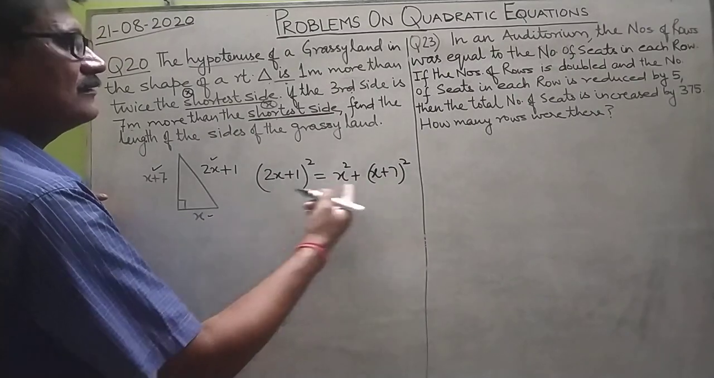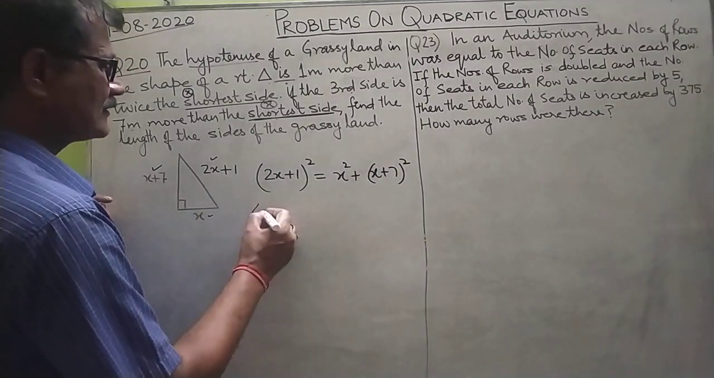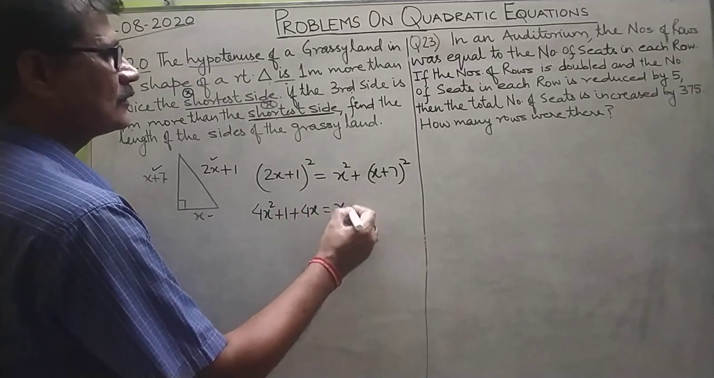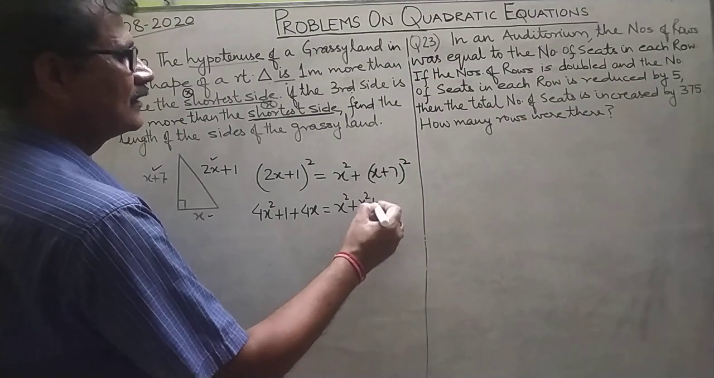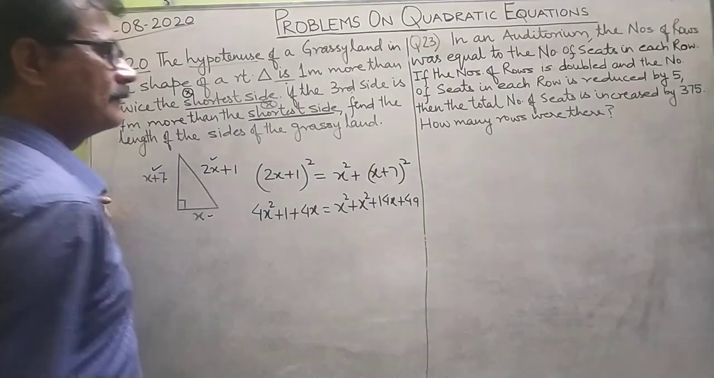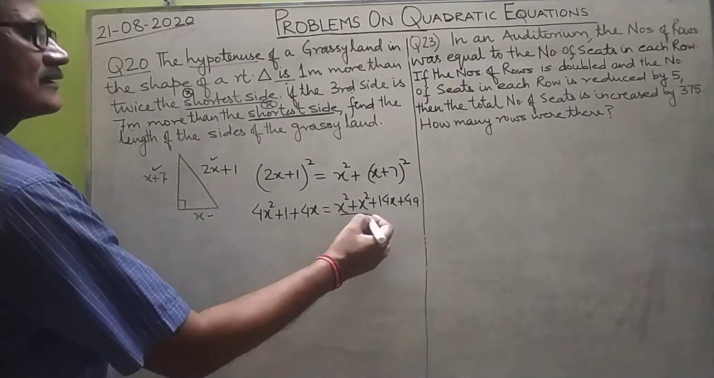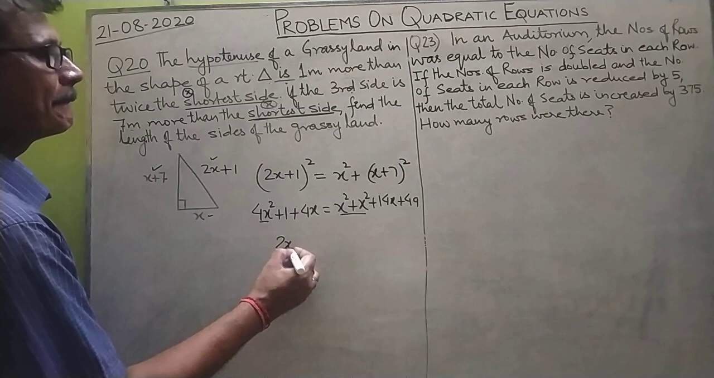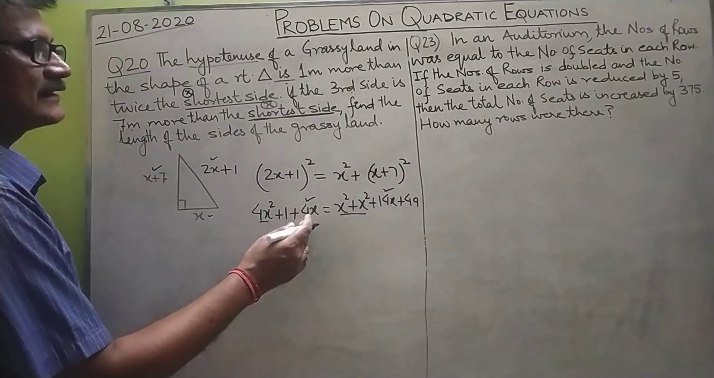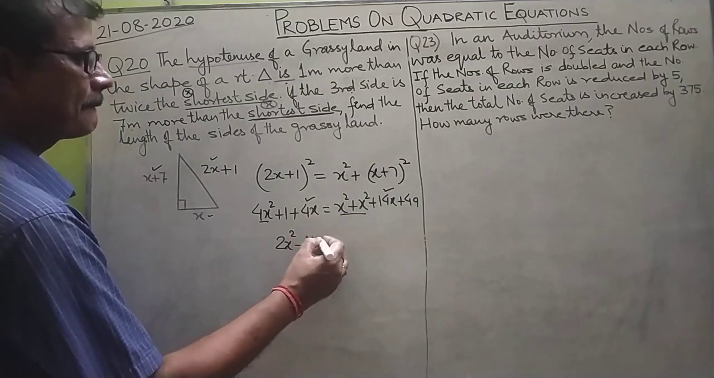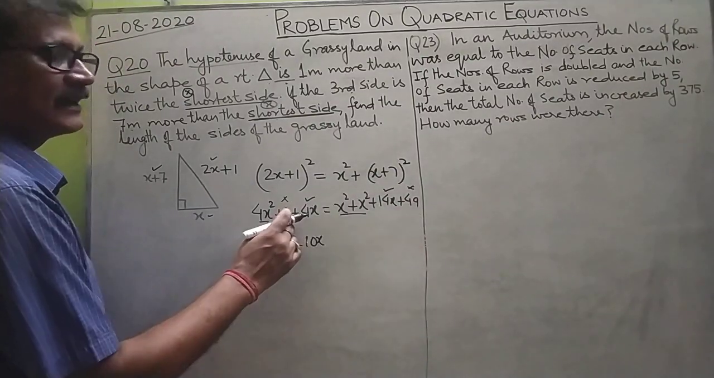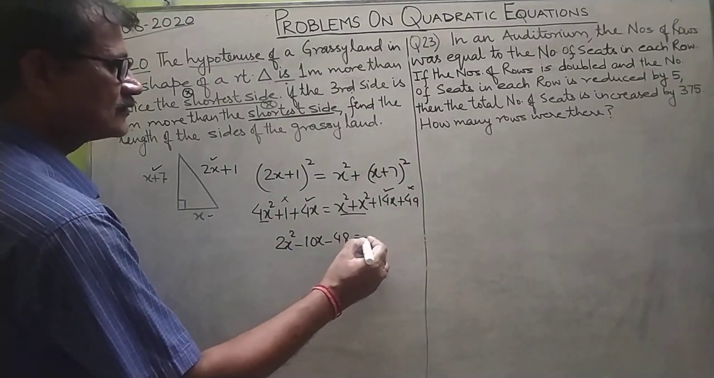Now we apply the expansion on this expression. We get 4x square plus 1 plus 4x is equal to x square plus x square plus 14x, 7 twos are 14, 14x plus 49. So you can see that this is 2x square, this 4x square becomes 2x square. This is 14x, this is 4x. 14x comes to the left hand side as minus 14x, becomes minus 10x. And this is plus 1 and this is 49. So 1 minus 49 becomes minus 48 equals 0.